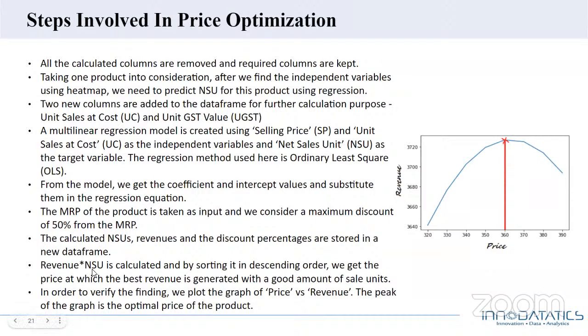Revenue multiplied by NSU is calculated, and by sorting it in descending order, we get the price at which the best revenue is generated with a good amount of sales unit. In order to verify the findings, we plot the graph of price versus revenue. The peak of the graph gives us the optimal price of the product. Next slide, please.